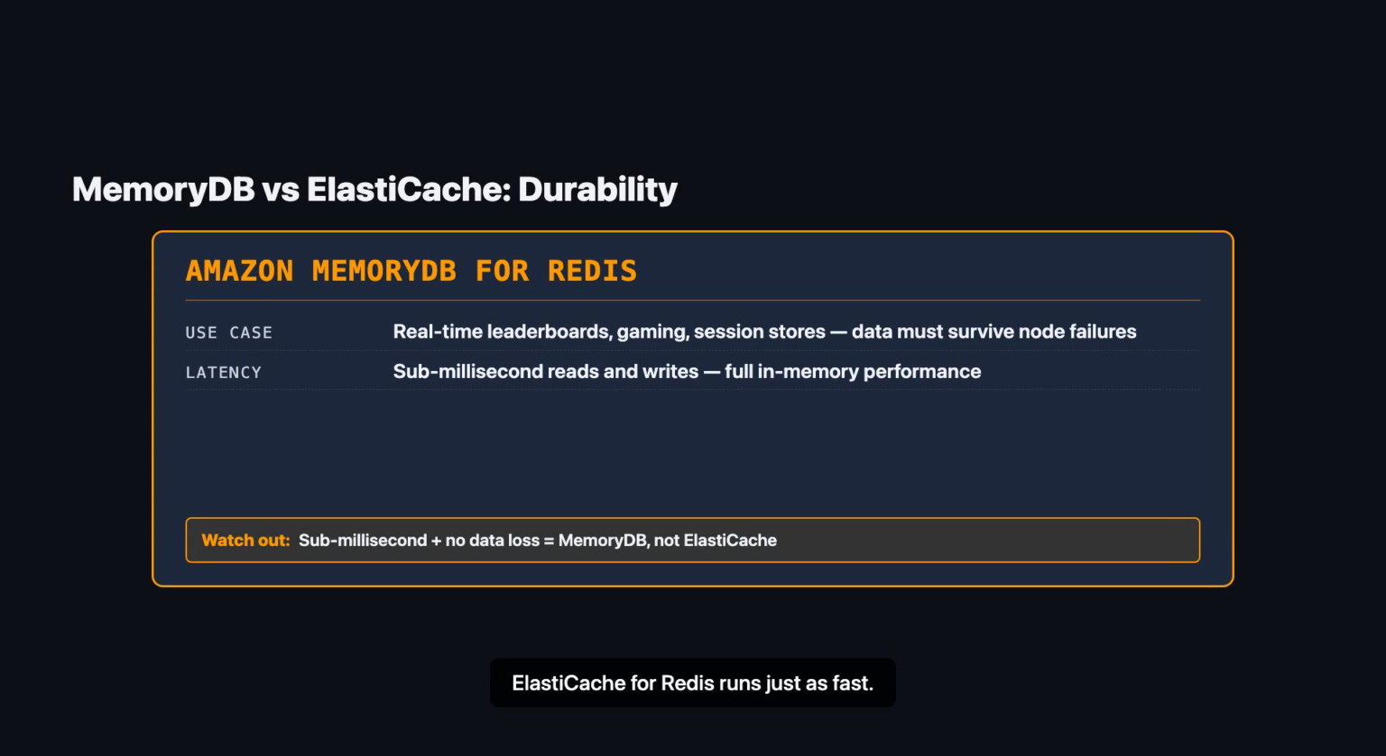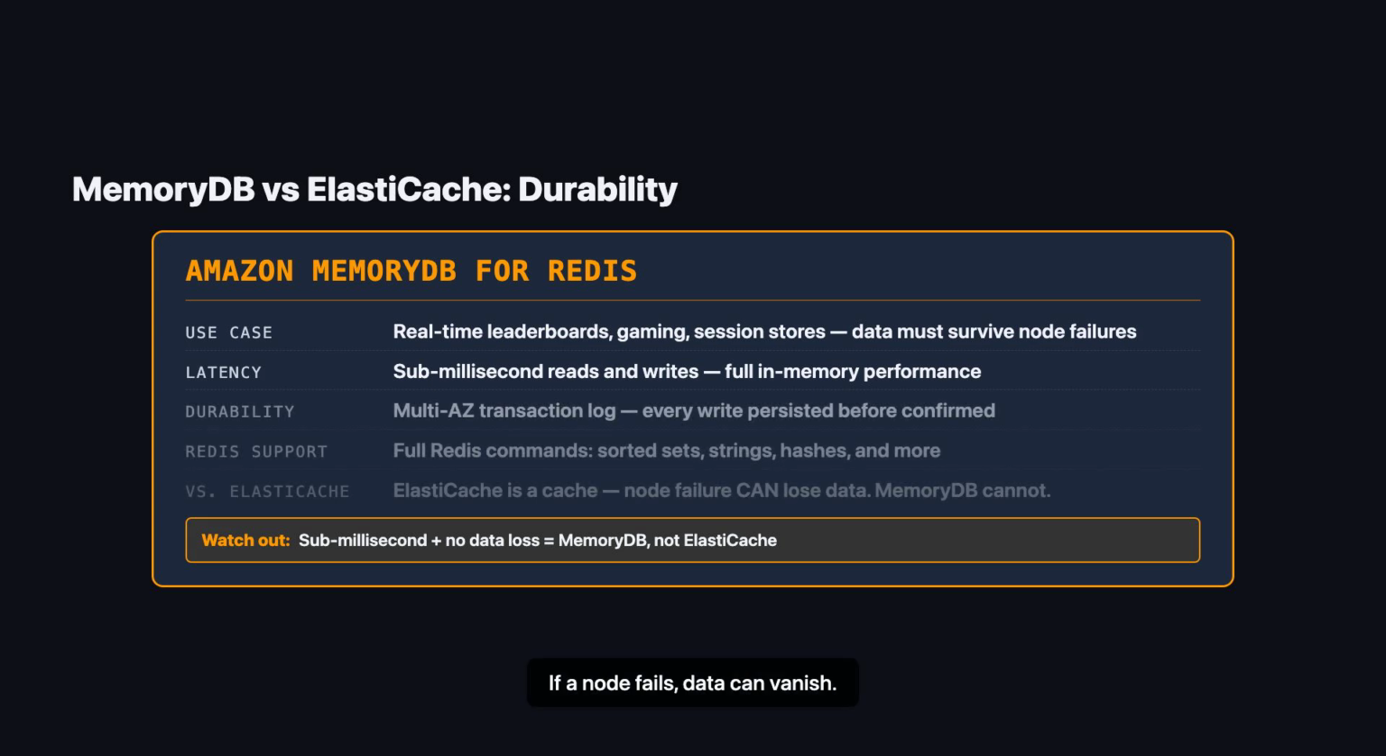ElastiCache for Redis runs just as fast. It also supports sorted sets, so it looks like the right answer. But ElastiCache is a cache. If a node fails, data can vanish.